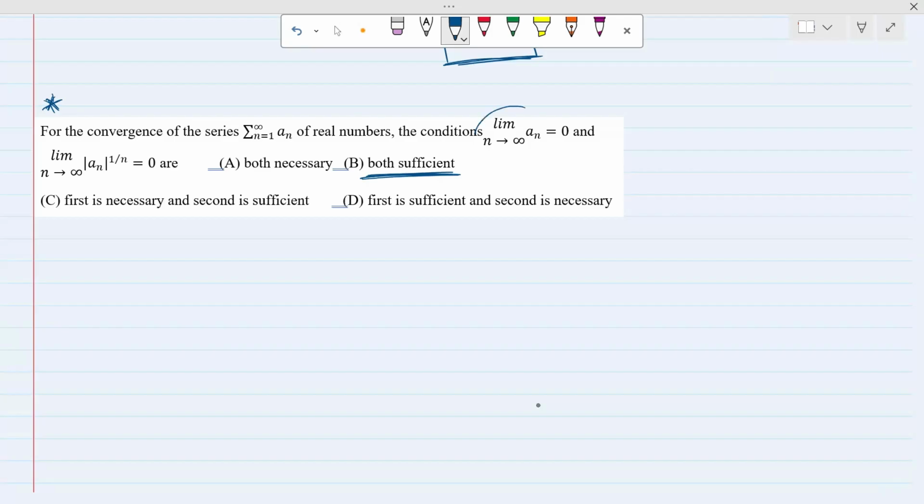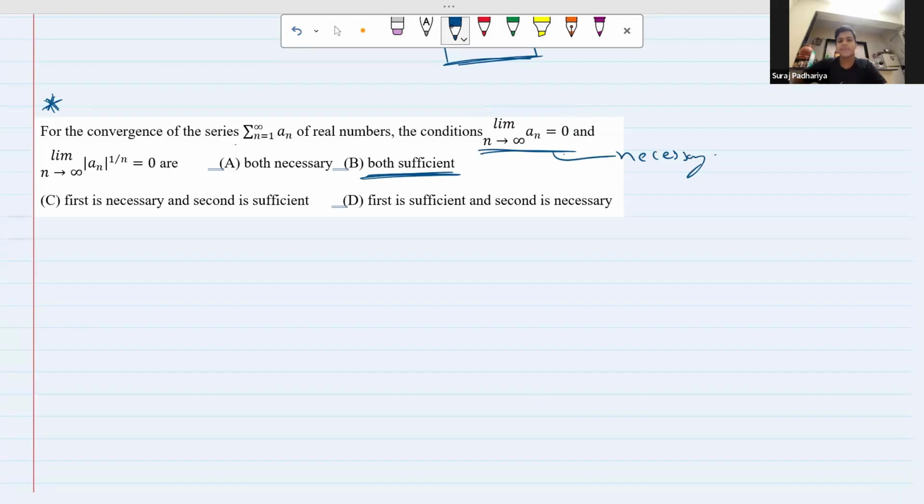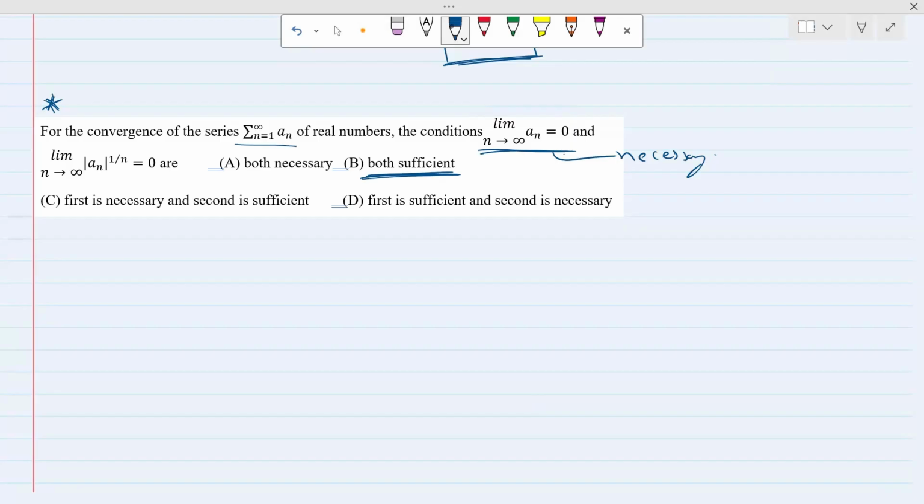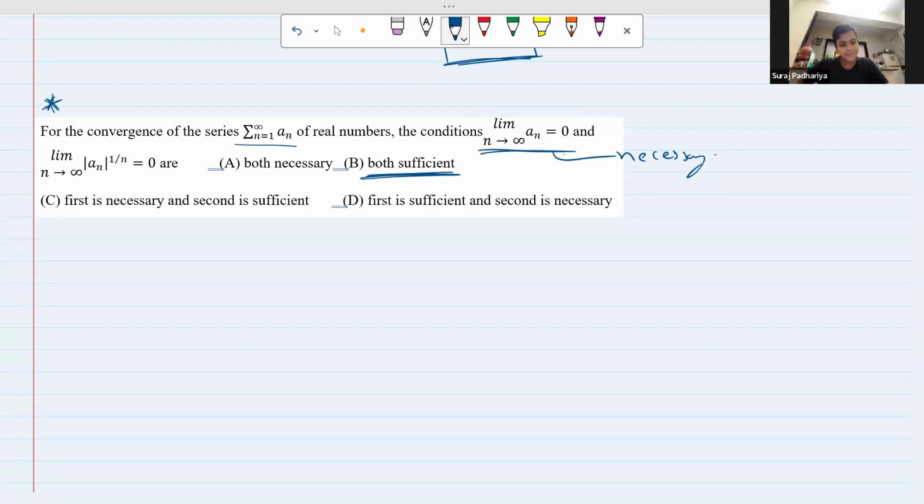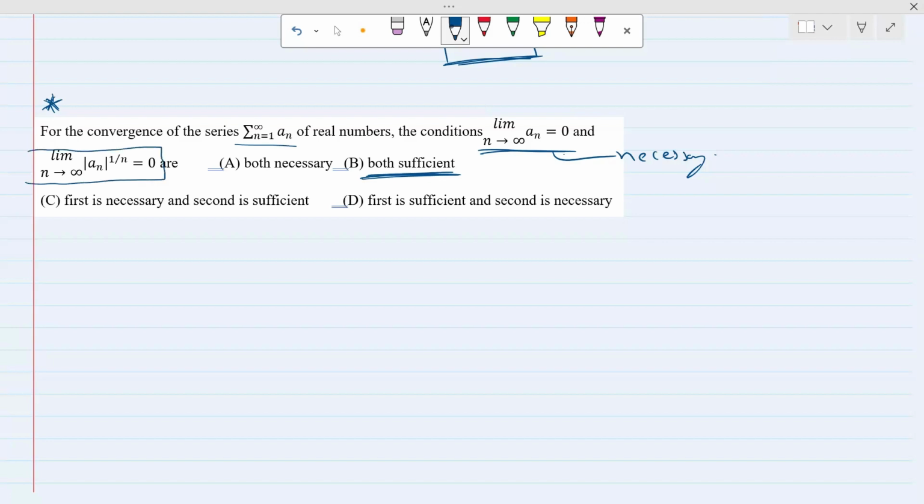So if this is true, does that imply the series converges? No, sir. So the first condition is necessary, not sufficient. Yes, very good. This is only a necessary condition, not sufficient. Necessary means, if your series converges, then you must have this, an goes to 0. This must be there with you. Right.